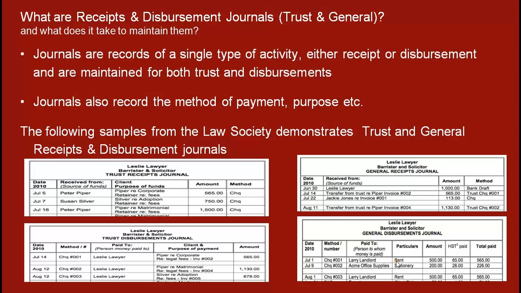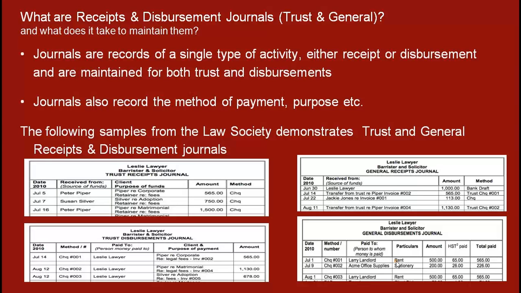A common column between these two documents is the date. Obviously, you really want to capture the date when any transaction happened. But here's a slight additional piece of information that these journals capture. Who did you receive that money from? This was not something that was asked for in your ledger, right? It was for that client, but it could have been paid by anyone else. So the source of the funds was for that client, Peter Piper.